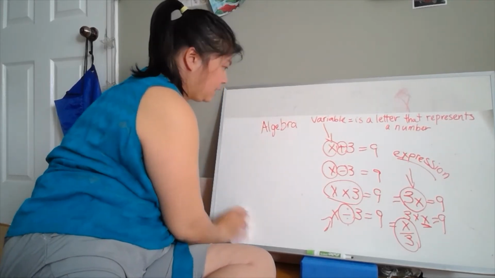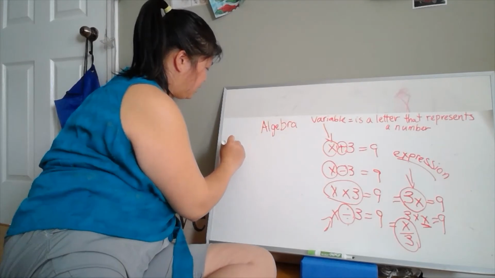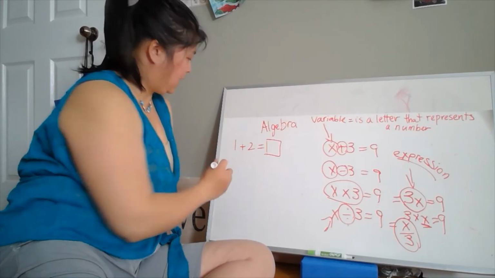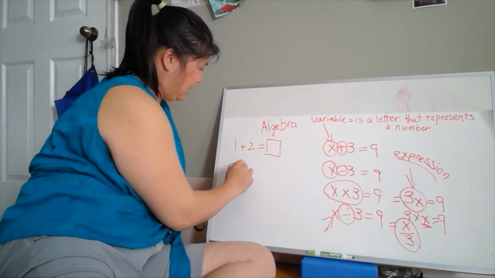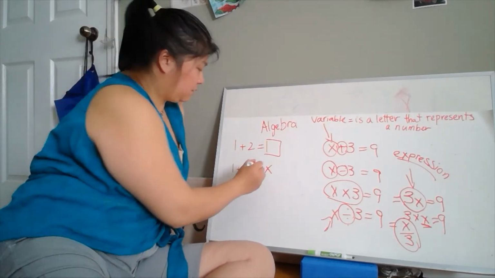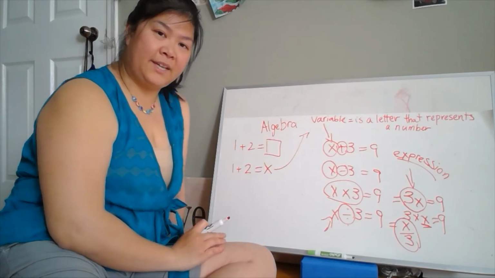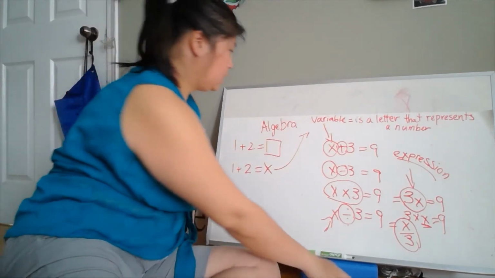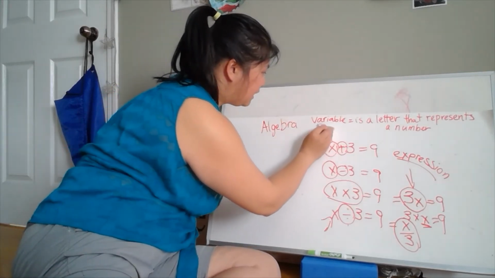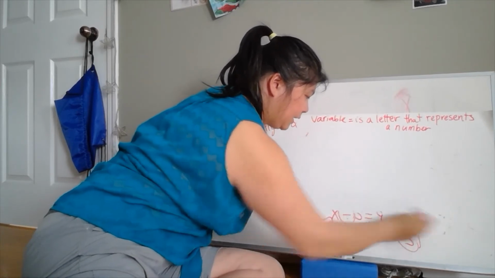So another example is 1 plus 2 equals box. Same thing. We represent it in an algebraic form as 1 plus 2 equals x. So the x is that variable. I'm going to keep the variable definition up and I'll continue on here.